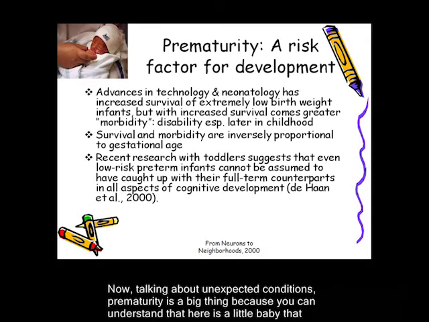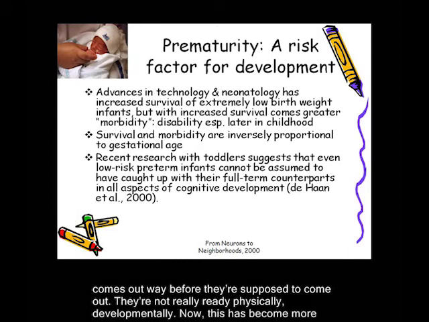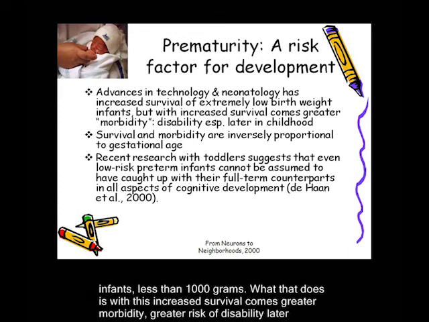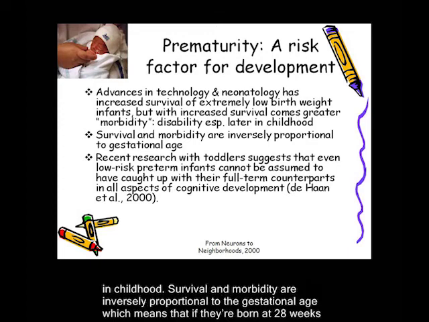Now, talking about medical conditions, prematurity is a big thing because you can just understand, here's a little baby who's come out way before they were supposed to come out. And they're not really ready physically, developmentally. Now, this has become more common than we can imagine because advances in technology have increased the survival of what are called extremely low birth weight infants, less than 1,000 grams. And with that increased survival comes the greater morbidity, greater risk of disability later in childhood.